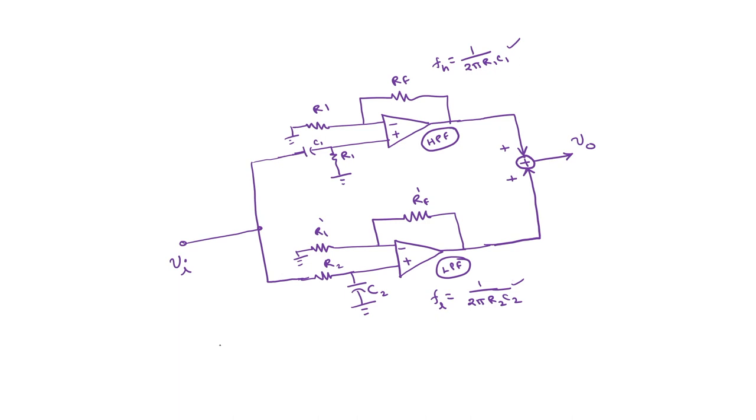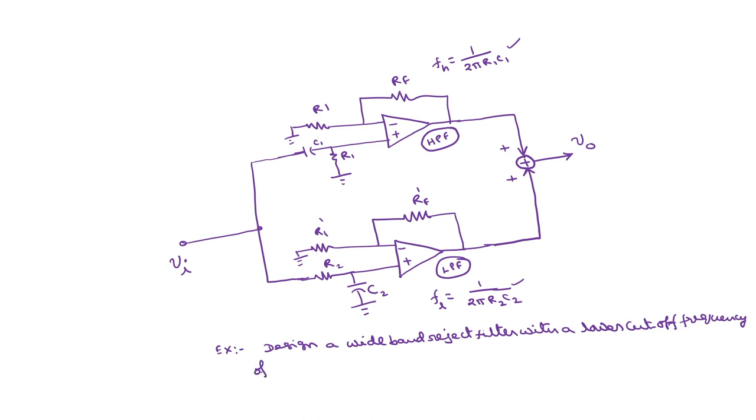Let us take an example. Design a wide band reject filter with a lower cutoff frequency of 400 Hz and an upper cutoff frequency of 2 kHz. The lower cutoff frequency means that of the low pass filter. So FL is given as 400, which is equal to 1 by 2 pi R2 C2.